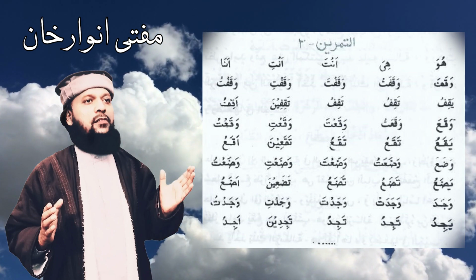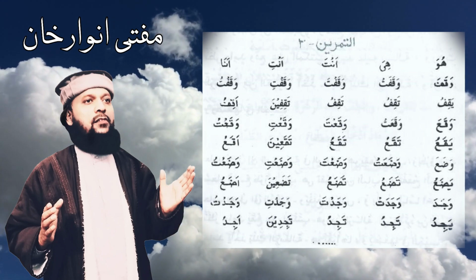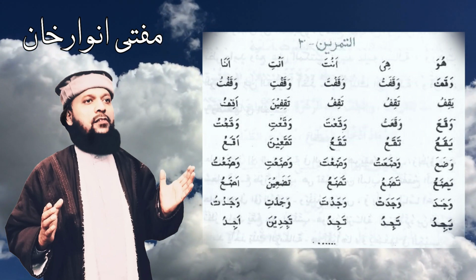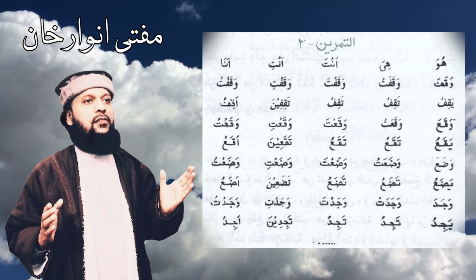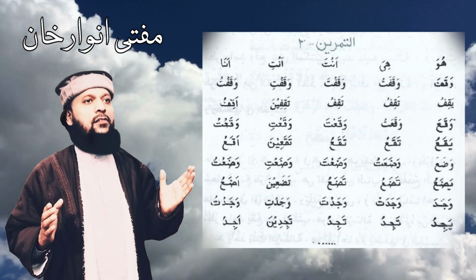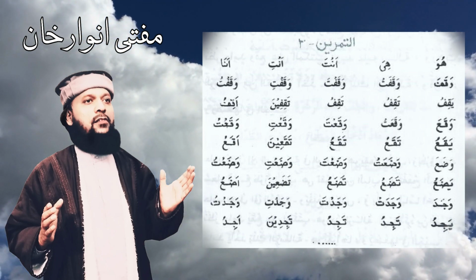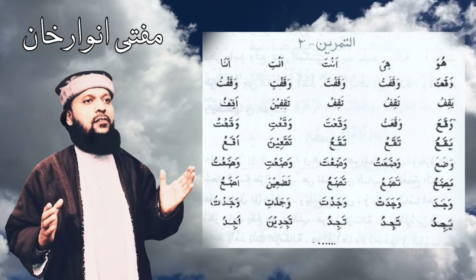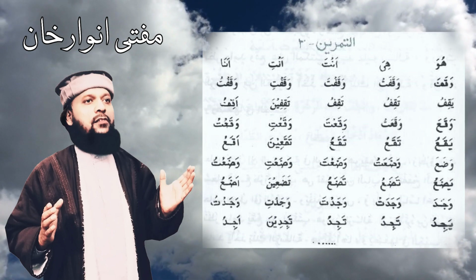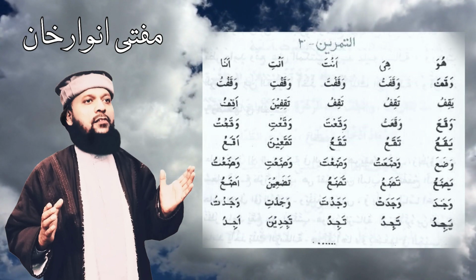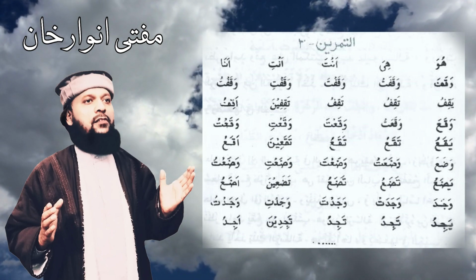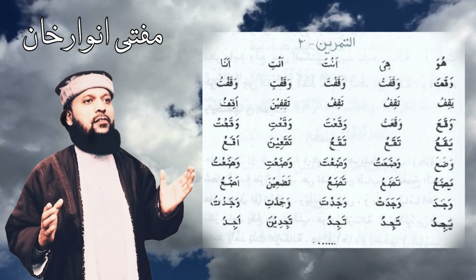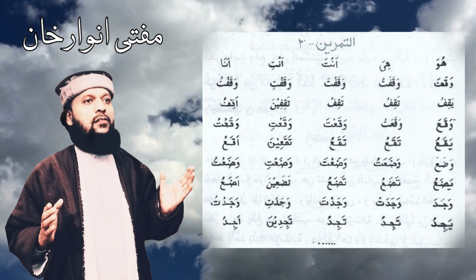And taza'u, you put. So wahid muannath ghaib and wahid mudhakkar hazir of mudare, only mudare. In mudare, in the present tense form, the wahid muannath ghaib and wahid mudhakkar hazir, their forms are same, but they are not same in madi. In past forms they are not same, they are same in present form only.